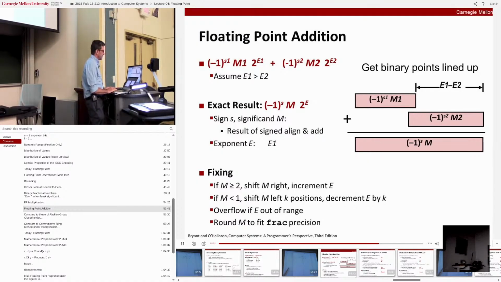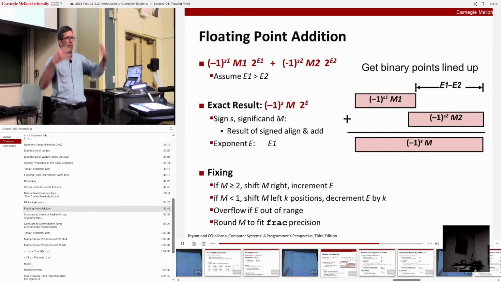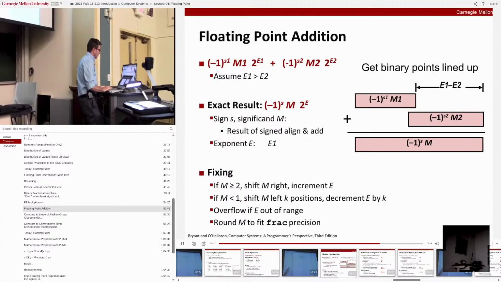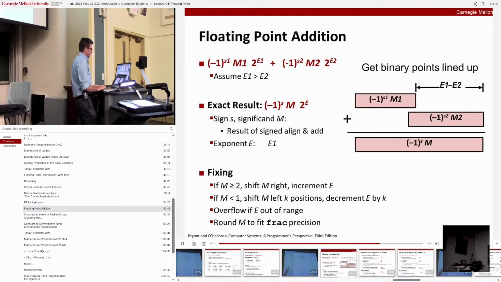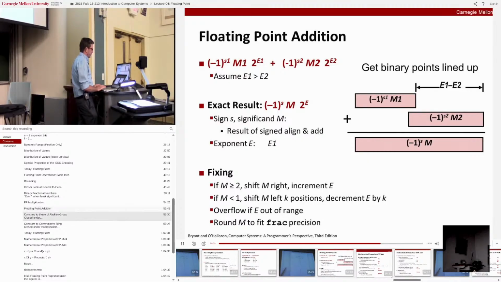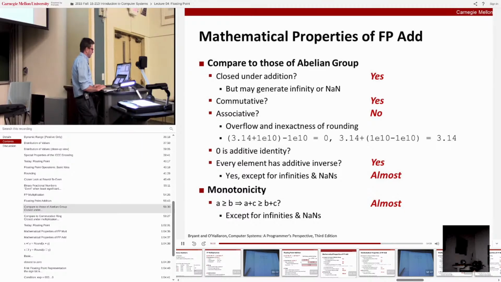Okay, addition. So suppose we're trying to add two floating point numbers. Conceptually, what you do is think of those numbers as fractional binary numbers. You want to line up the binary points, then do the addition, and then normalize the significand so that it's between 1 and 2. And you either do that by shifting right or left. If e is too big, then you overflow, and then you round the bits in m to fit into the available frac field.